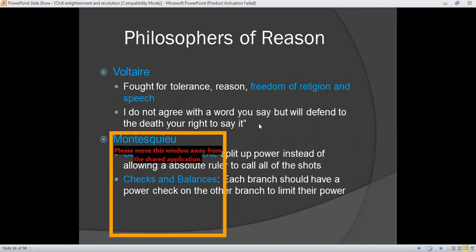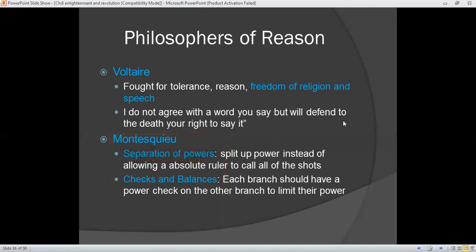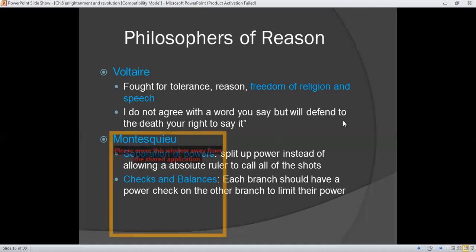He had a very famous quote: "I do not agree with a word you say, but will defend to death your right to say it," which means that this goes under tolerance. You and I, we disagree on a certain topic. I do not agree with any word that you say. We are on different terms, we are on different sides. But I will defend to death your right to say it.